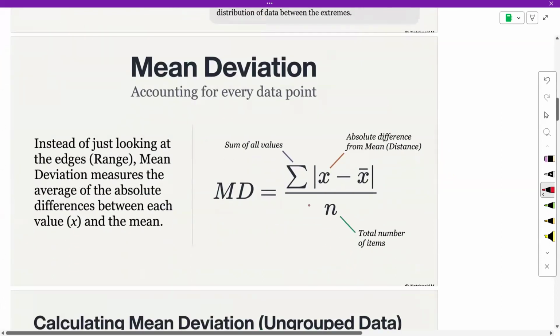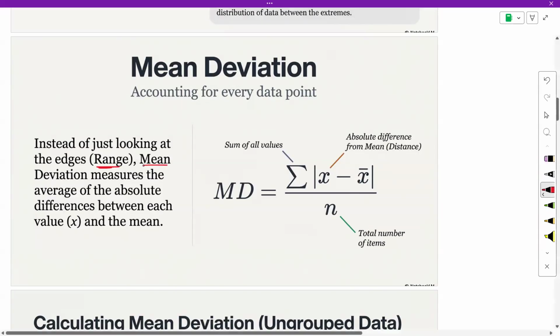And the mean deviation, accounting for every data point. Instead of just looking at the edges, as in the range. In the previous example, we considered only two extreme values, the highest value and the lowest value.